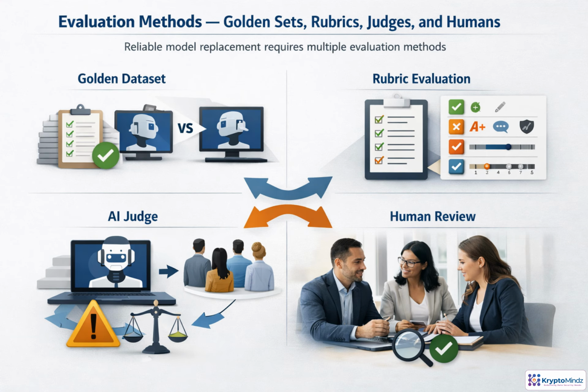Evaluation works best as a layered control system, not a single score. Golden datasets provide repeatable benchmarks, so every model or prompt change faces the same test. Rubrics turn fuzzy quality into observable dimensions: correctness, completeness, tone, format, and safety. Judges help scale review across many examples, but they must be calibrated against human labels, because judges can inherit bias or reward the wrong behavior. Human review is slower and more expensive, but it is essential when risk is high, intent is ambiguous, or approval has consequences. Reliable replacement comes from combining these methods, then watching drift over time.